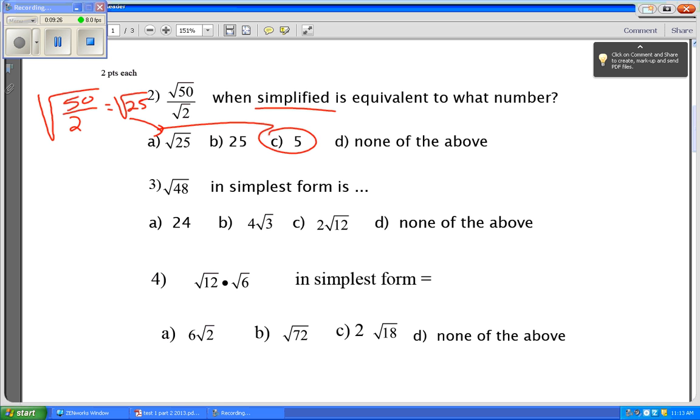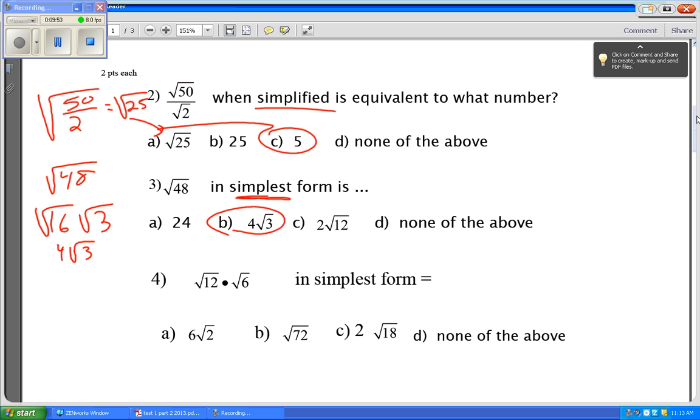Don't just stop. Square root of 48. There's nothing to be divided here. So we have to break this because it says simplify it. So there must be something to do. The square root of 48 is 4 times 12. But is there a larger perfect square hiding in there? Yes. 16. 16 times 3. Square root of 16 is 4. 4 square root of 3 is the answer.